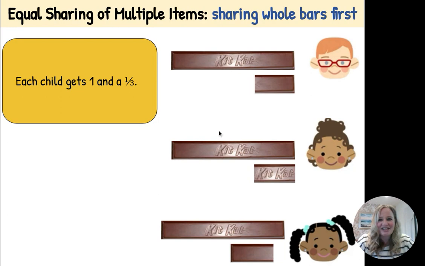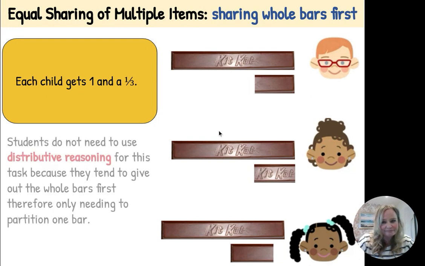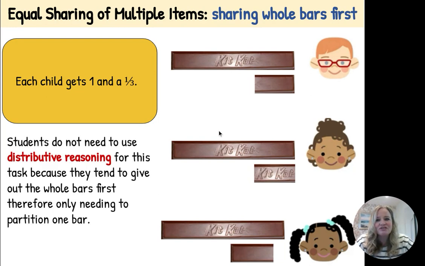Each child gets 1 and 1/3. The children do not need to use distributive reasoning for this task because they tend to give out the whole bars first, therefore only needing to partition one bar at the very end.